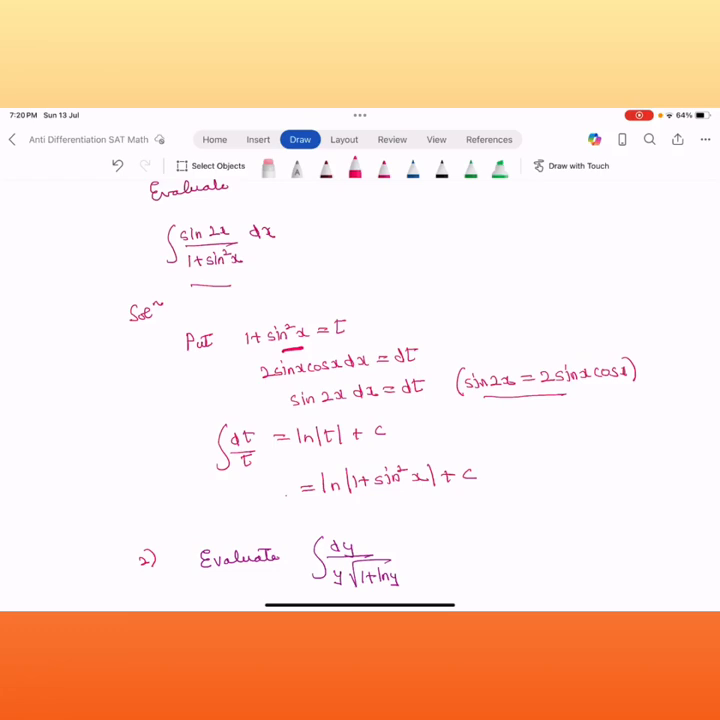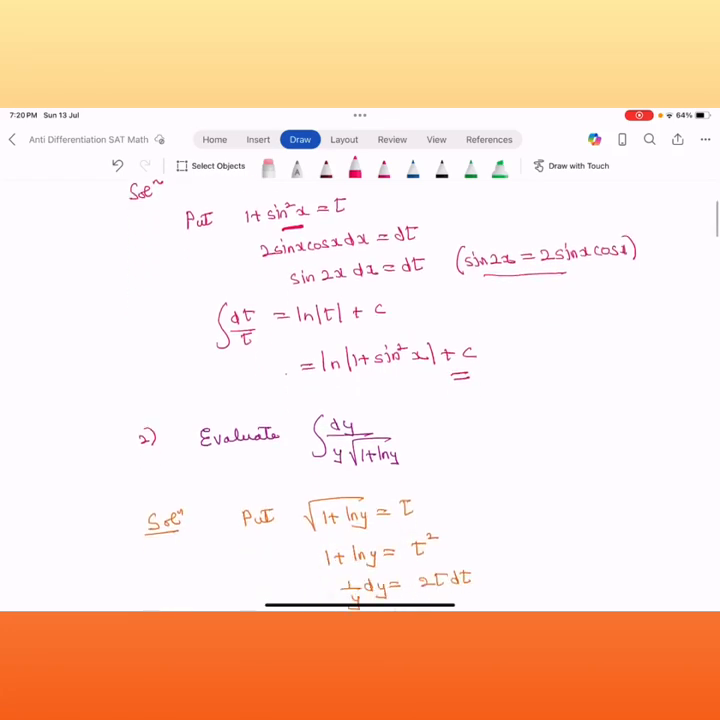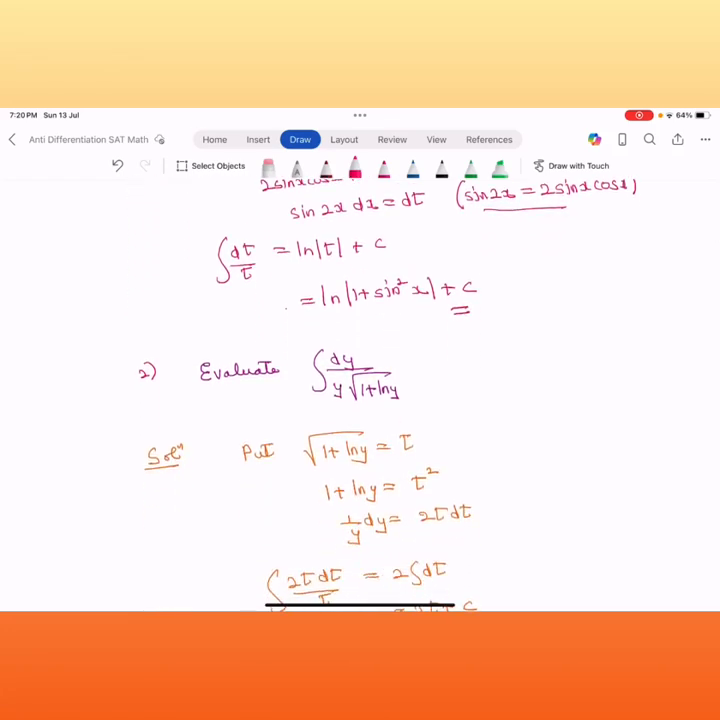And what do we do now? We substitute for t. t is 1 plus sine squared x. So it becomes log mod 1 plus sine squared x plus c. Let's go to the next question.